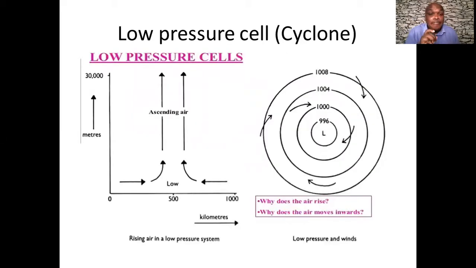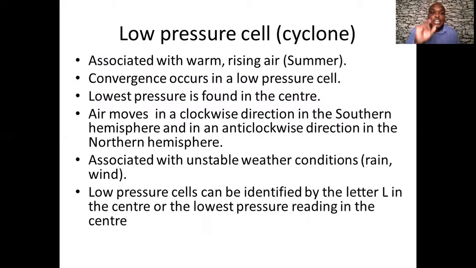You can identify a low pressure cell by the letter L in the center, or you can also identify it by the lowest pressure. The lowest pressure in a low pressure cell is found in the center. In the center of the low pressure cell, that's where we have the lowest pressure.